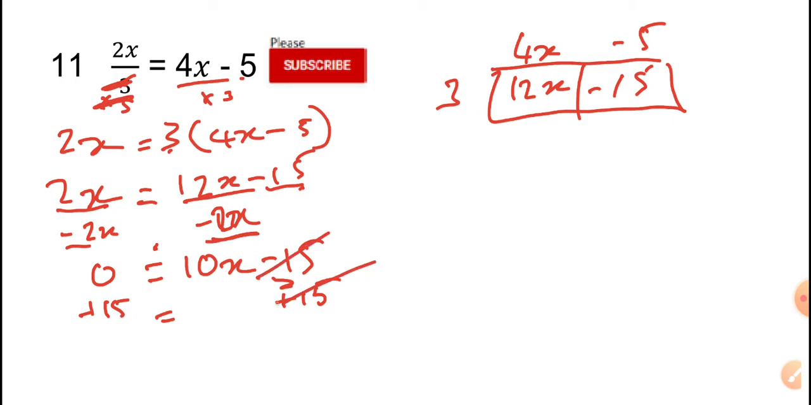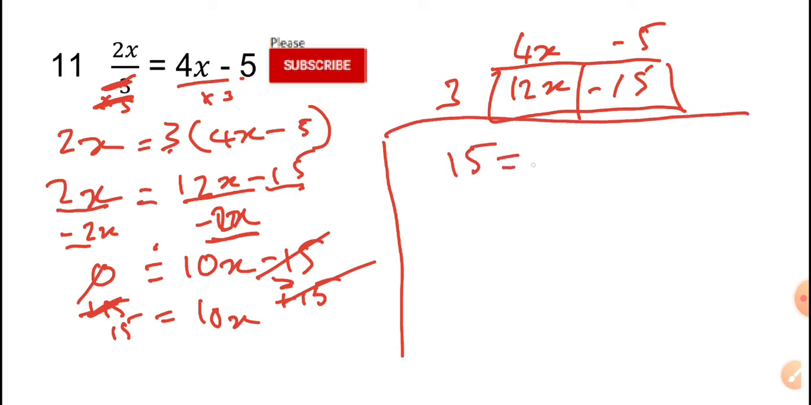So the minus 15 add 15 cancels out, leaving just 10x, and the 0 and the plus 15 leave just 15, since 0 add 15 is just 15. Really I should just continue going down, but because of lack of space, I'm going to continue on the right hand side. So we now have 15 is equal to 10x. So now to get the x on its own, I'll have to divide both sides by 10.